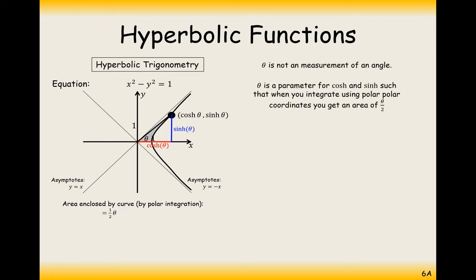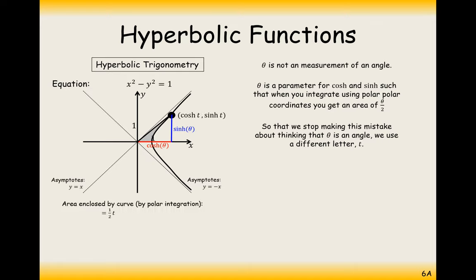Theta is more like a parameter, and when you study parametric curves in A-level maths, you'll understand a bit more about that. It's more of a parameter for cosh and sinh, such that when you integrate using polar coordinates, you get an area of theta over 2. And so that we stop making this mistake of thinking that theta is an angle, we're actually going to use a different letter from now onwards.